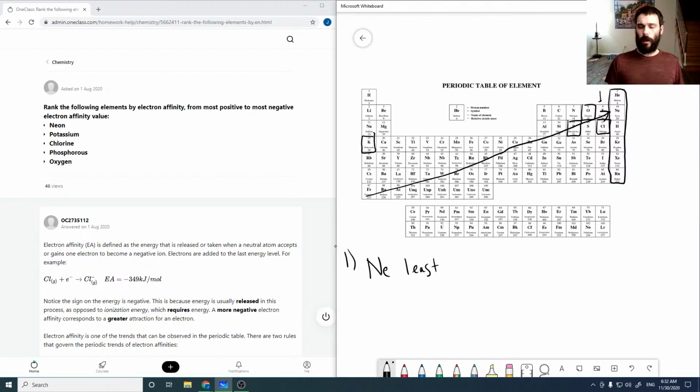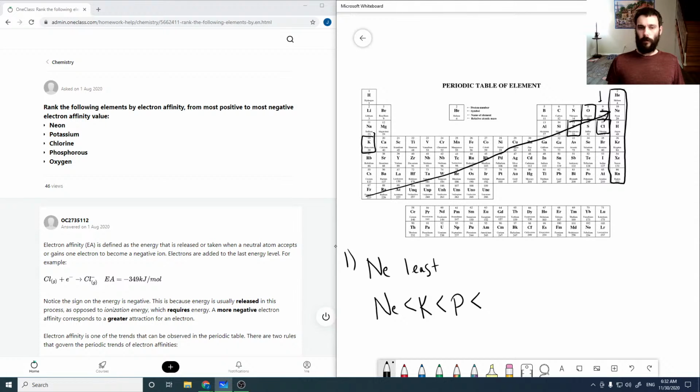Okay, so then neon is going to be our smallest. Potassium is going to be our next smallest. Phosphorus is then going to be our next smallest. Smallest negative, I should say. And then it's between oxygen or chlorine, which is bigger, larger negative, I should say.